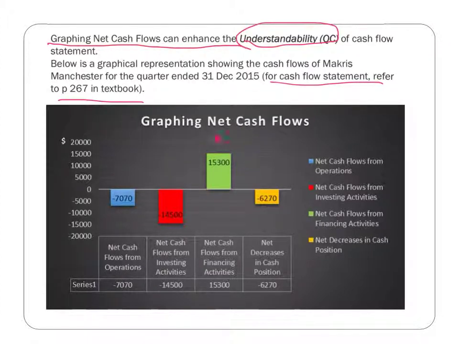Financing activities, in the green bar here, is positive. The business may have had some cash inflows from new loans, or capital contributions by the owner. And the overall effect is a net decrease in cash position, as highlighted in the yellow bar here. So the graphical representation shows you very clearly, across the different categories, whether it's a cash inflow or a cash outflow, and what the overall effect is on the cash position.